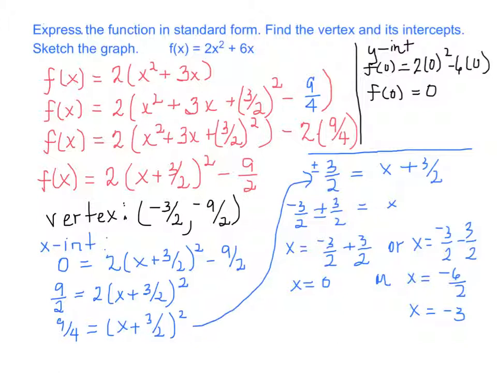And then you also want to find the y-intercept. To find the y-intercept, you replace x with 0 in the original function. And so when you replace x with 0, you get 0. So our y-intercept is 0. Our x-intercepts are 0 and negative 3.